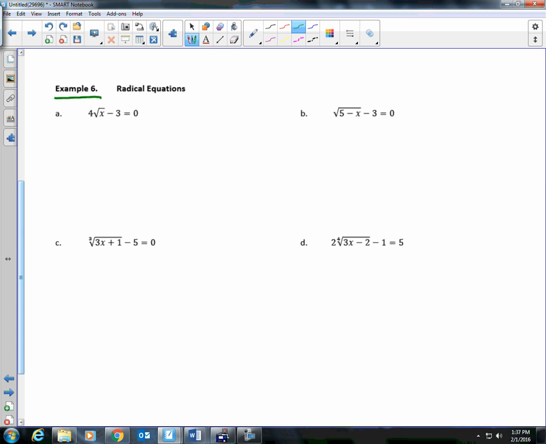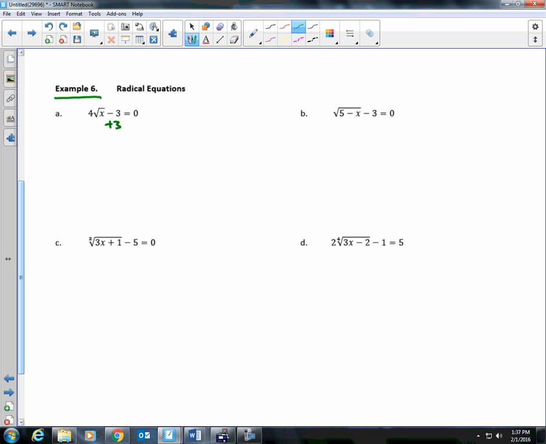And we're going to go to example 6, which is radical equations. So you can see that sometimes instead of a squared, you have a square root. And we're going to treat this just a little bit differently. What do you think is the first thing I do to solve for a?